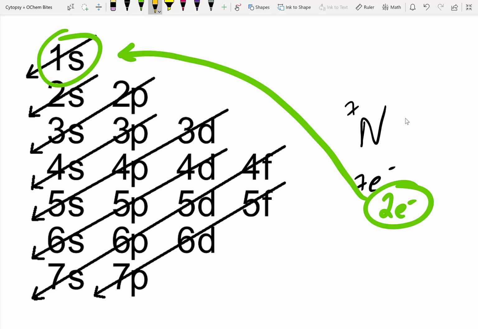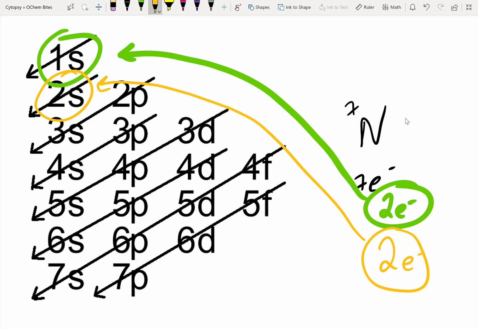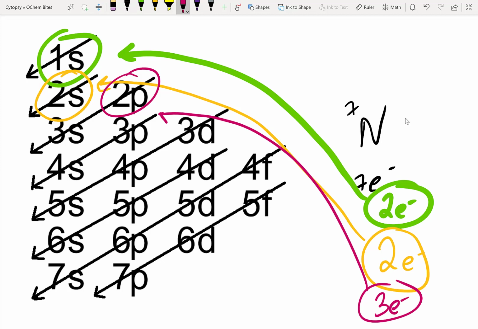Next, we have the 2s orbital. And again, the s orbital can have 2 electrons. So again, we can put another 2 electrons from this group of 7 into the 2s. Okay, so far we've accounted for 4 electrons, and we still have another 3 more electrons to go. So the next thing in this diagram is the 2p. The p orbitals can hold up to 6 electrons. So we can put the remaining 3 electrons into that p orbital.